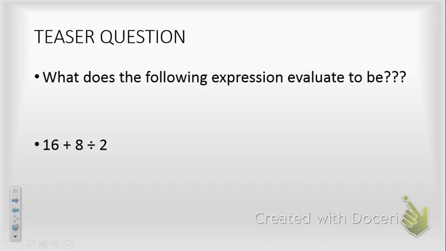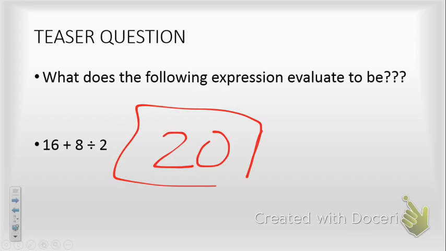Okay. Now back to that teaser question. 16 plus 8 divided by 2. Hopefully you knew to take 8 divided by 2 first and get 4. 16 plus 4 is 20. Teaser question should have been 20. Alright, lots of examples in this video. Hopefully you wrote those down, checked your answers. We'll be looking more at the order of operations tomorrow in class.